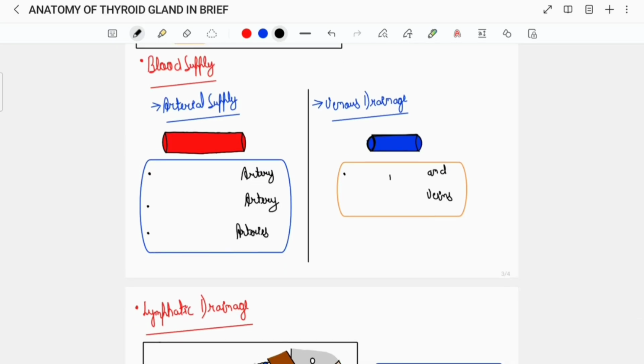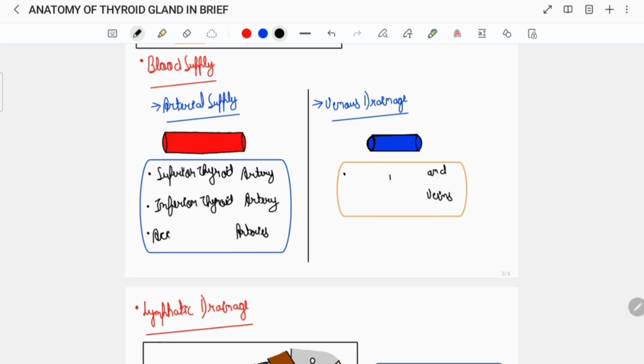Talking about the blood supply of thyroid gland. The arterial supply is from the following arteries: the superior thyroid artery, which is the first anterior branch of the external carotid artery. Next, what we have is the inferior thyroid artery, which is a branch of the thyrocervical trunk which arises from the subclavian artery.